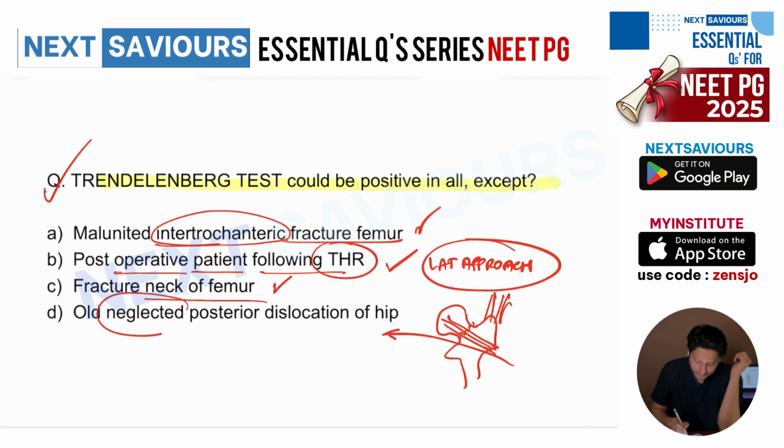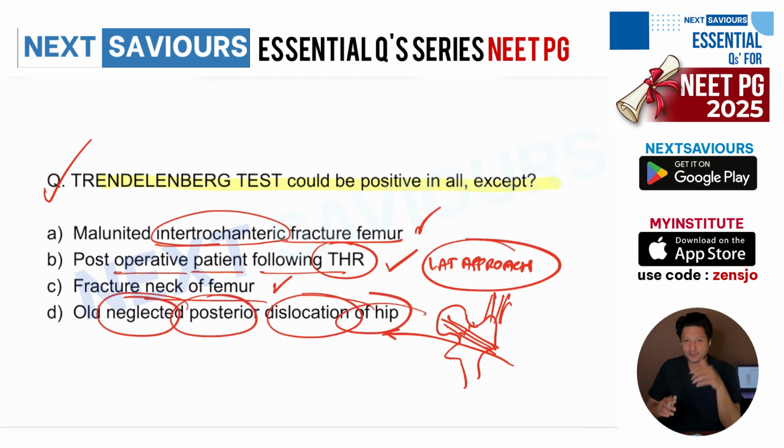And finally, old neglected posterior dislocation of the hip. Now, there is a catch point over here. Old neglected means the patient had a posterior dislocation of the hip joint. Day one, the condition was extremely painful. Over a period of time, the pain subsided. And because he is not getting any management, because it was neglected, once the pain subsides and the fibrotic tissue comes into action, the patient will start bearing weight automatically, maybe after 4, 5, or 6 months, although he will walk with an abnormal gait.